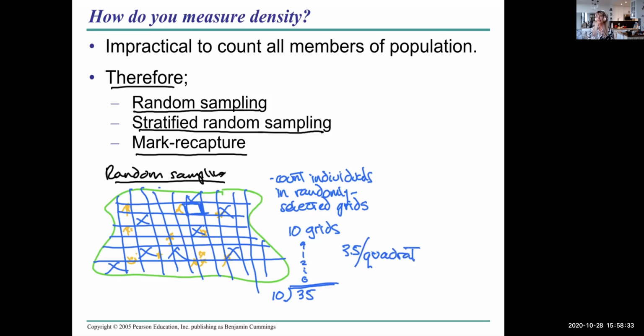So the quadrat is a square meter. And then we multiply that by the number of quadrats that we have. So in this case, it could be 100. And that will give us total population size: 3.5 times the number of quadrats equals population size.